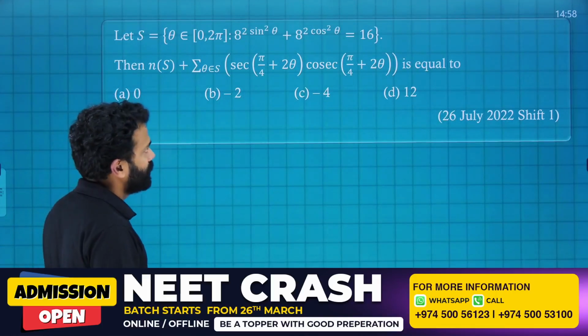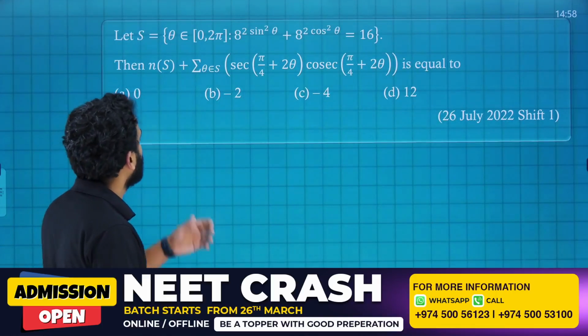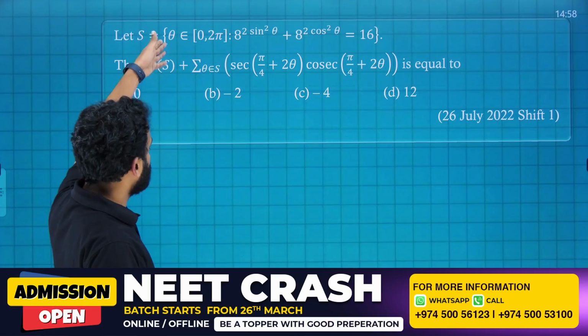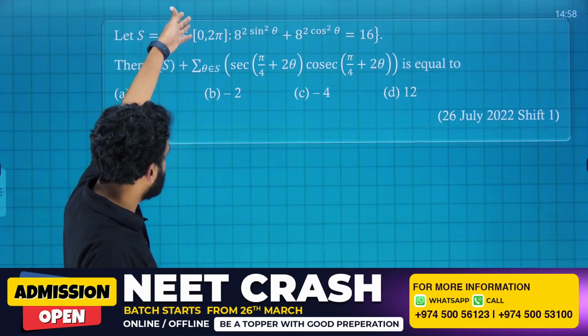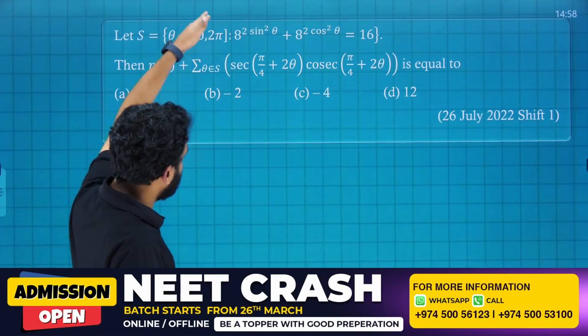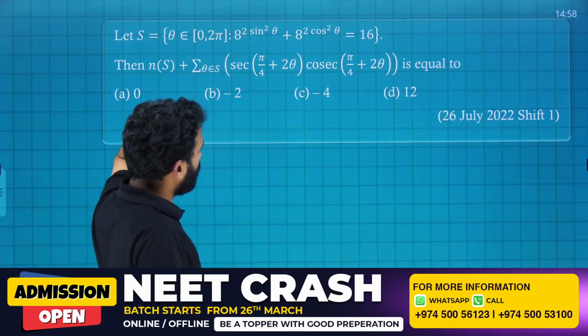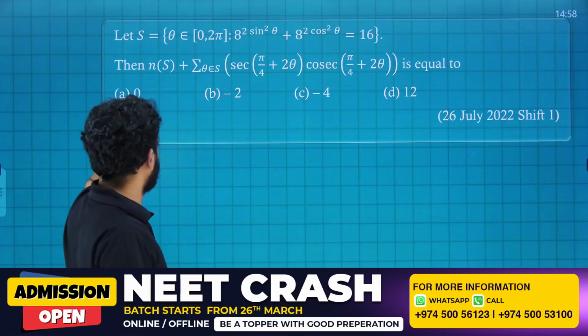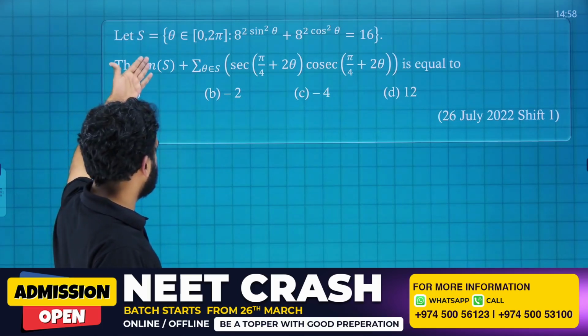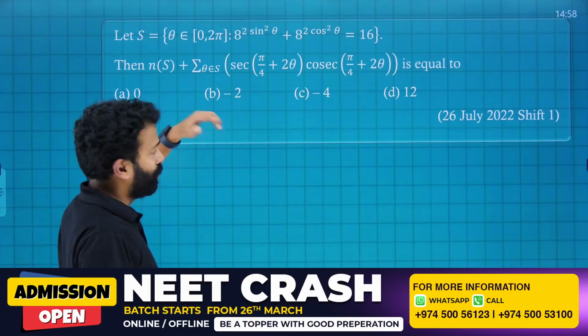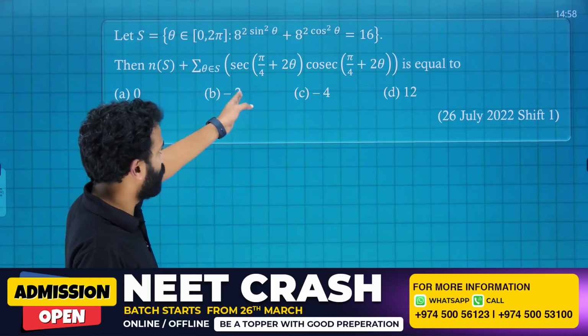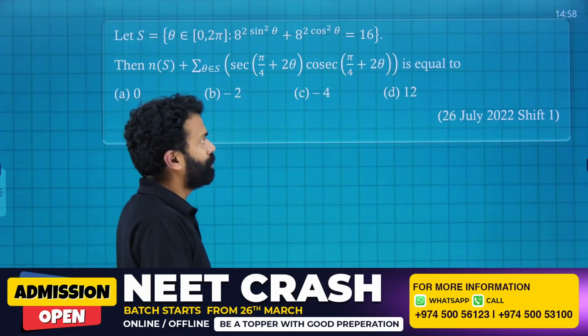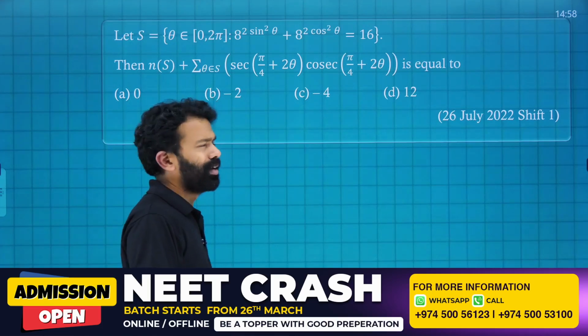Okay, another question, same structure. Okay, S is equal to theta, element of closed interval 0 to 2 pi such that 8 raised to 2 sine square theta plus 8 raised to 2 cos square theta, which is equal to 16. Okay, then n of s plus sigma, like before, theta element of s, sec pi by 4 plus 2 theta, cosec pi by 4 plus 2 theta. Okay, we can do that.